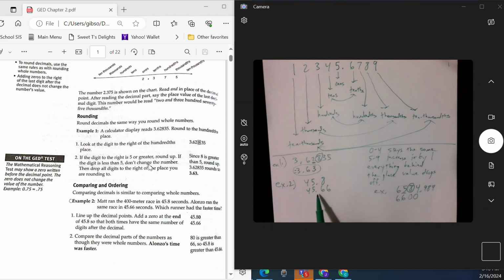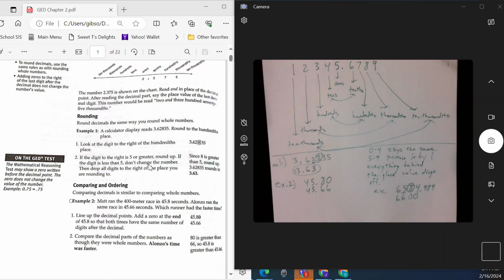We have to make sure that we line them up. We had a tens place, the ones place, the tenths place, and the hundredths place. And if you notice here, we don't have a hundredths place here, so we would add a 0. Now what we would do, we would go from left to right. And as soon as we get a number that's larger, that will let us know which number is the larger number.